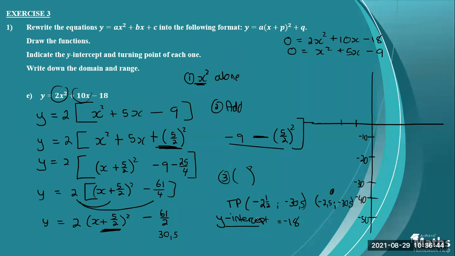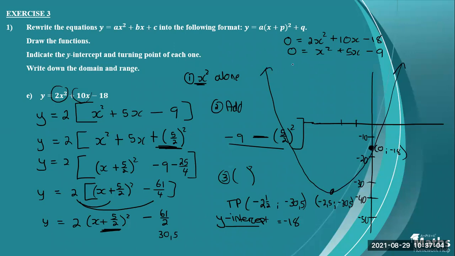The y-intercept is at negative 18, so it's approximately there. And give it in coordinate format, 0 and negative 18. And then you just draw it freehand. There you are.